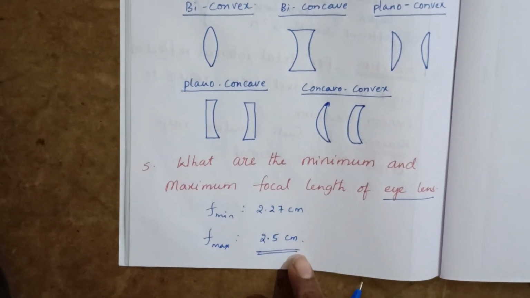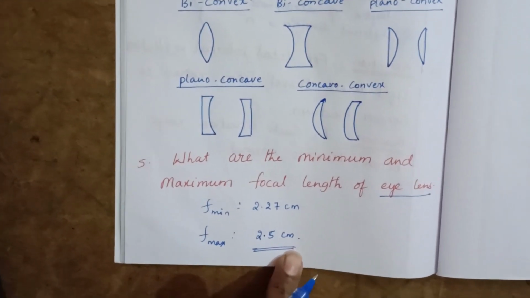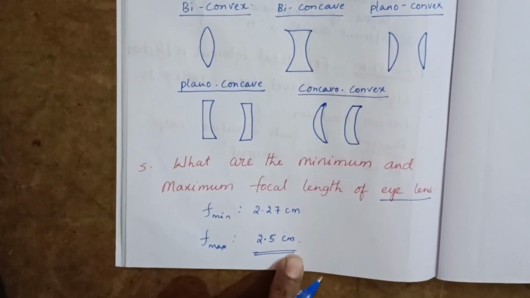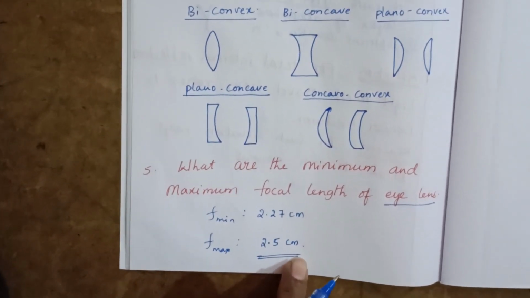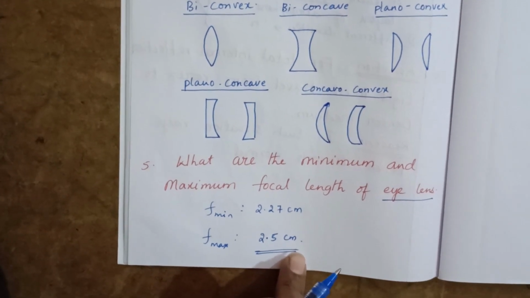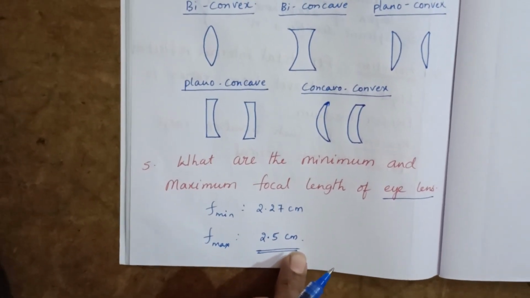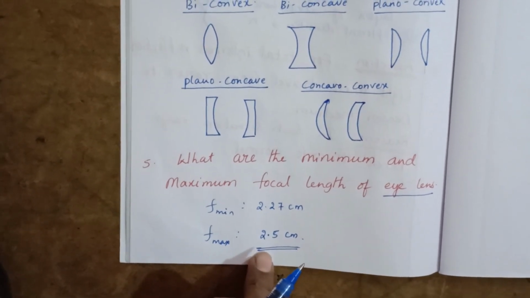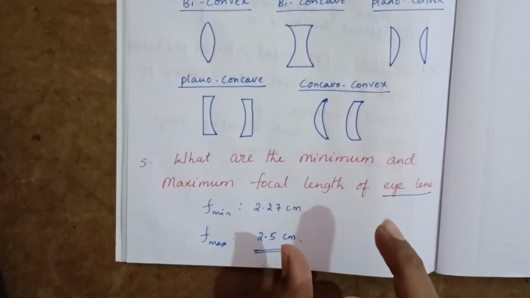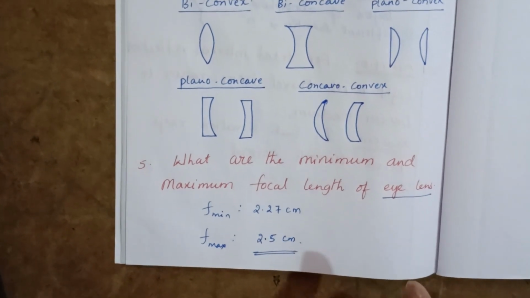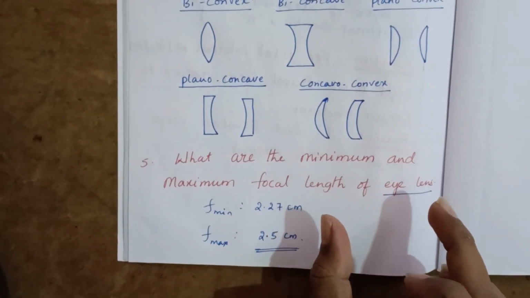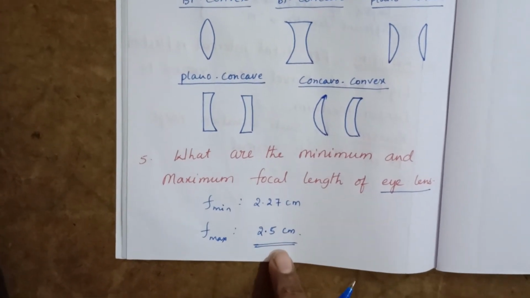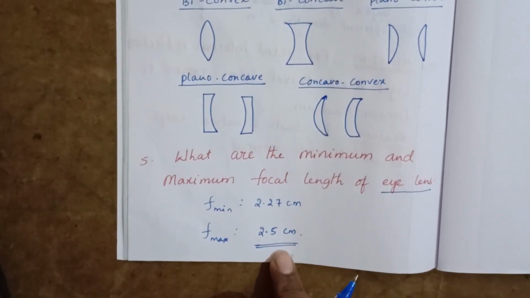Maximum focal length of eye lens. Before writing this answer, if you get any doubt, check the thickness of your head. It is not even 20 centimeters. Your head size is not even 20 centimeters thickness. How can the eye lens size be 25 centimeters? Not possible. Your eye size is very small. So the maximum focal length is 2.5 centimeters.